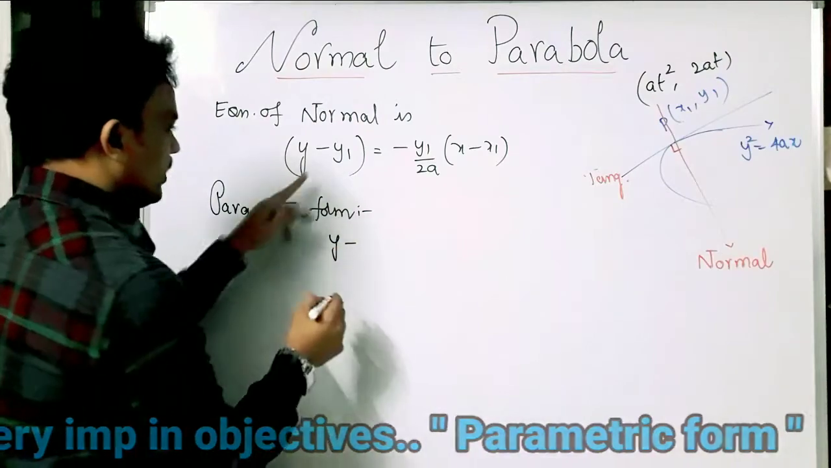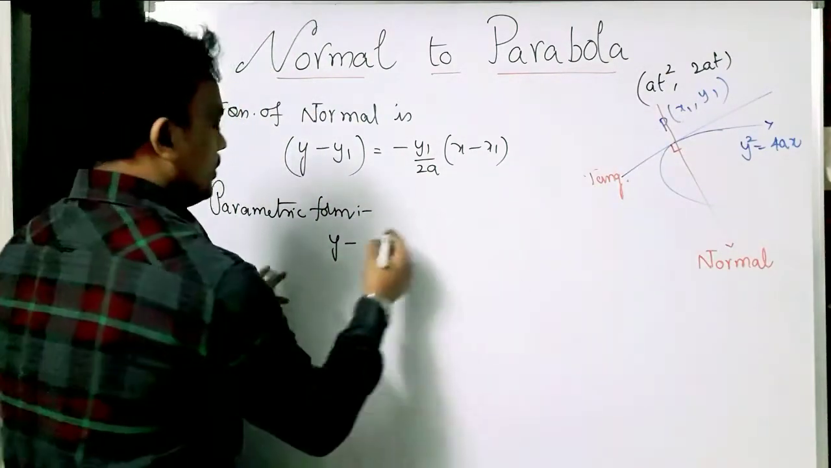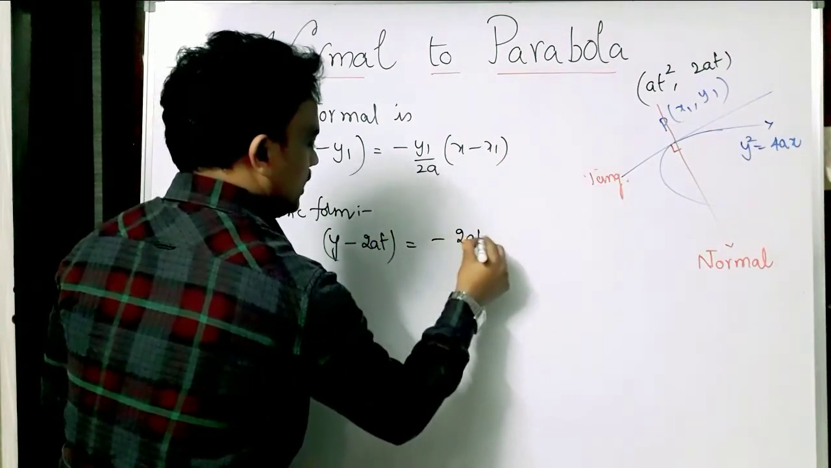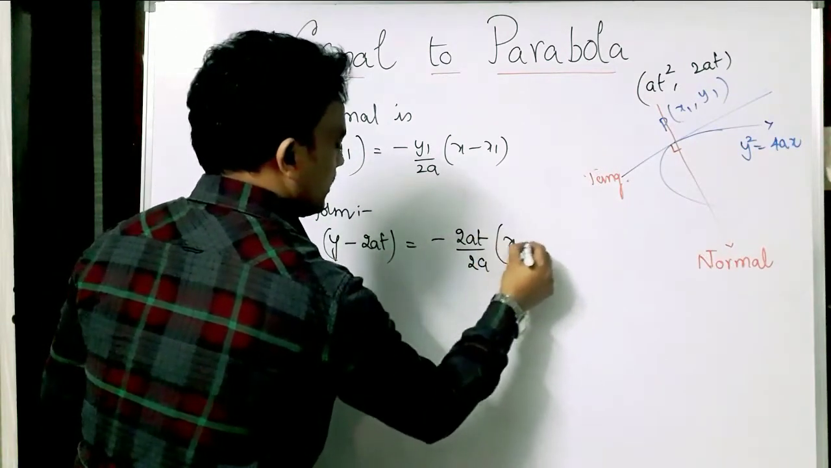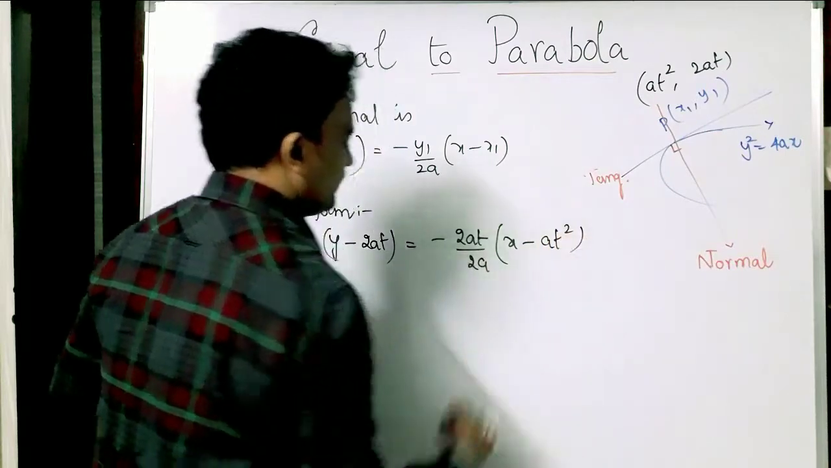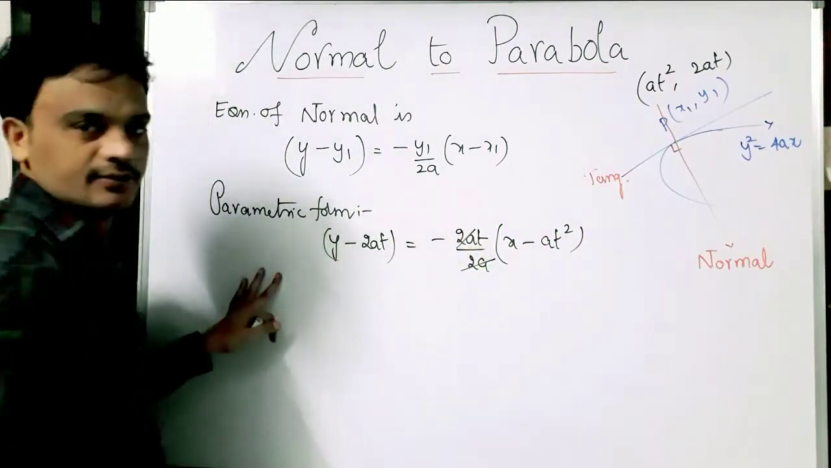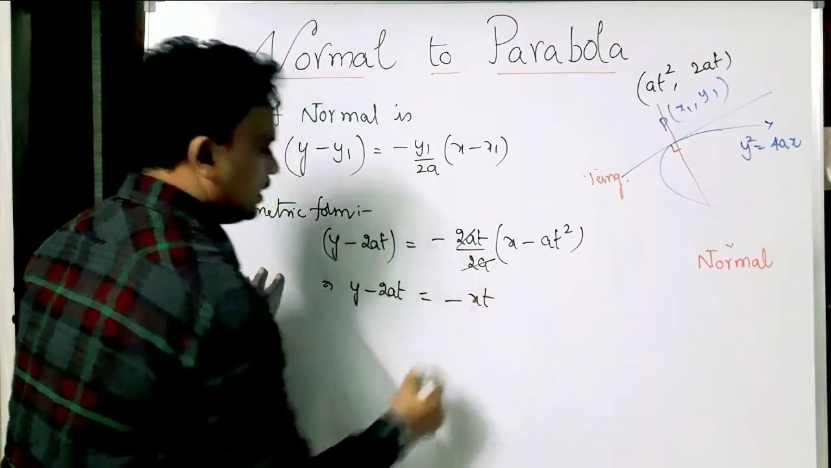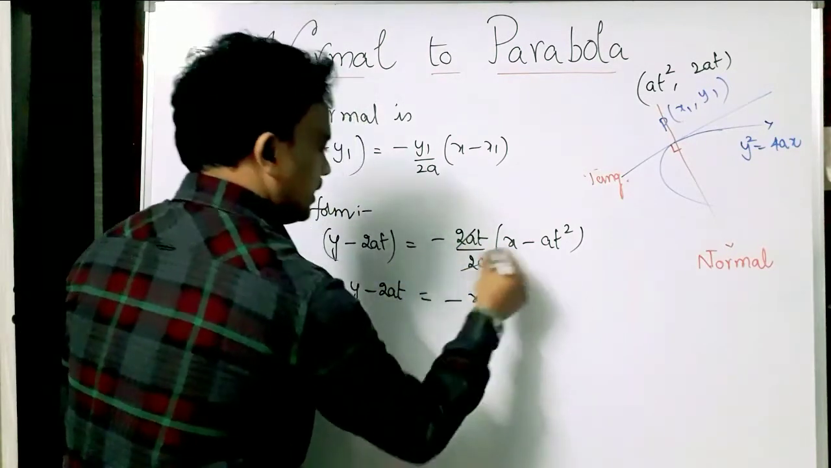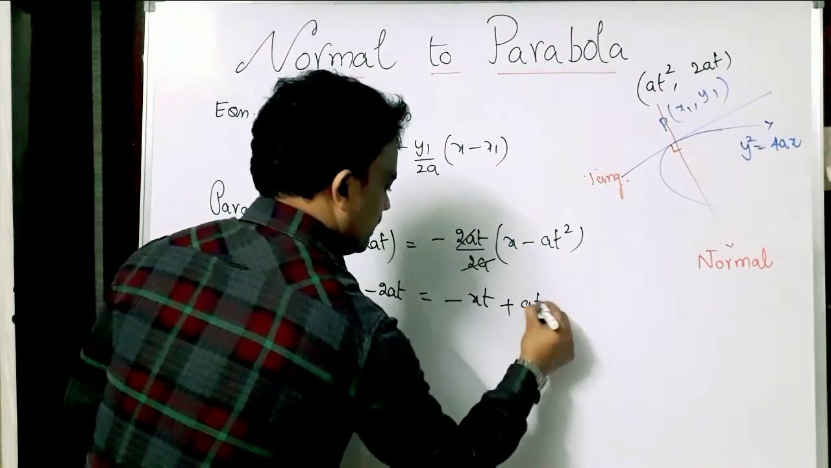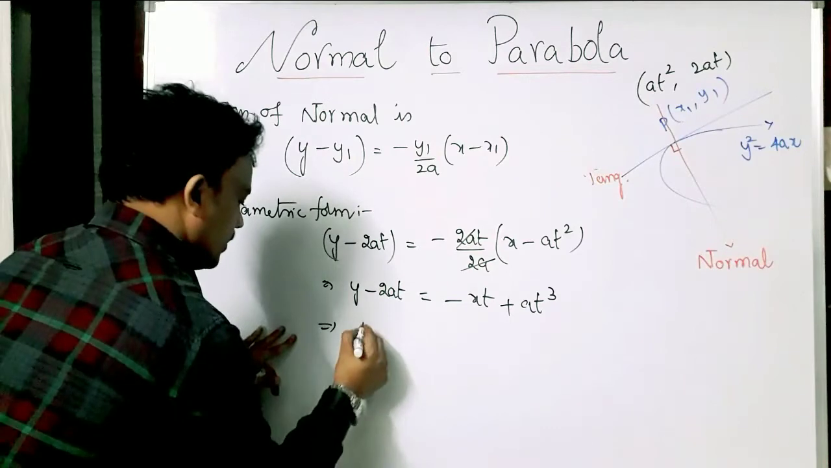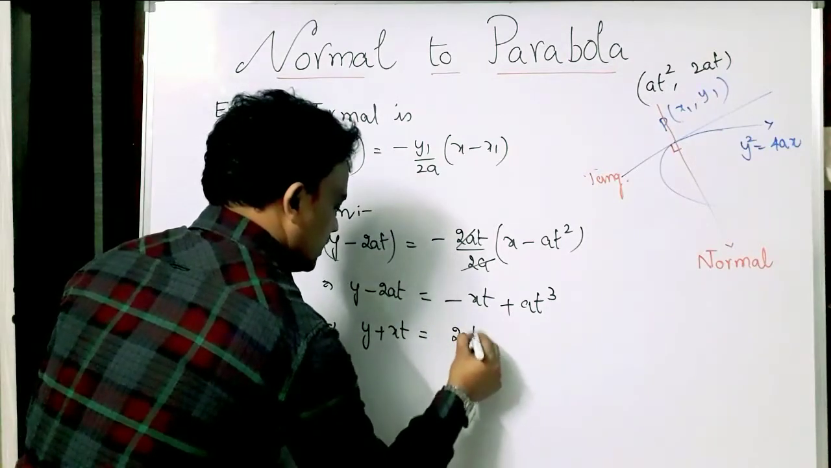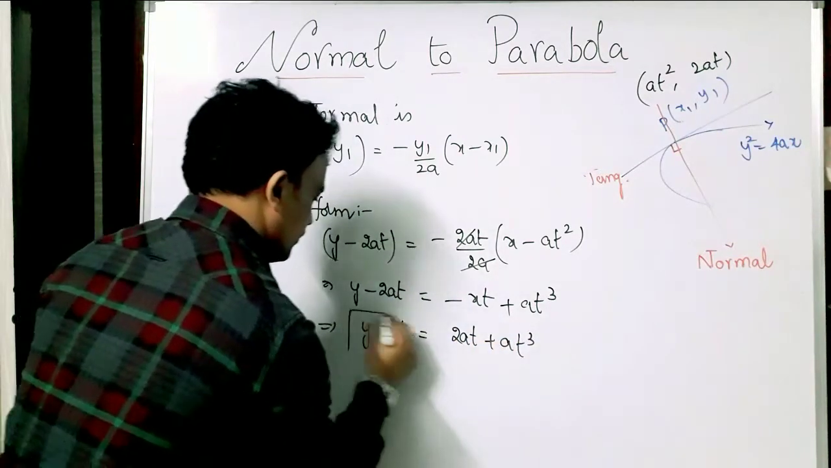So it is y minus y1, where the y coordinate in parametric form is 2at, equals minus y1 by 2a, so minus 2at by 2a, of (x minus x1), where x1 is a t square. 2a gets cancelled. So y minus 2at equals minus t into x plus t into a t square, which is a t cube. Simplifying, this is y plus xt equals 2at plus a t cube, right or not?